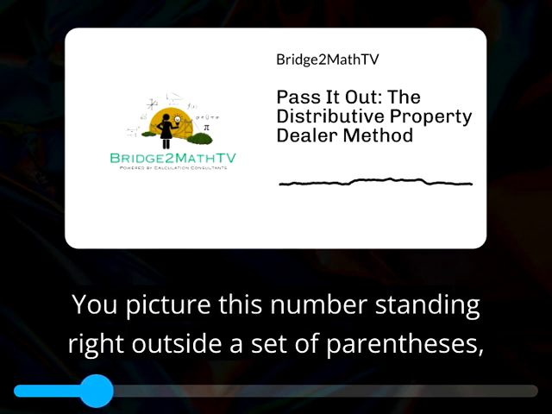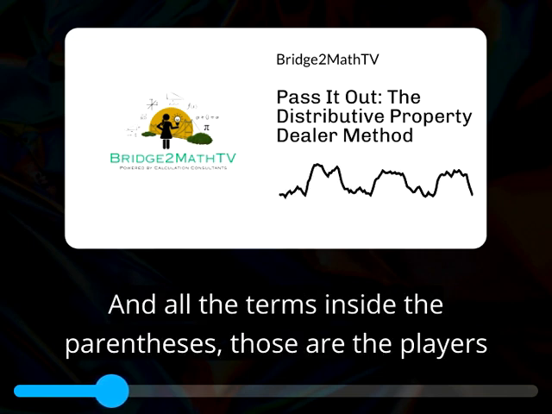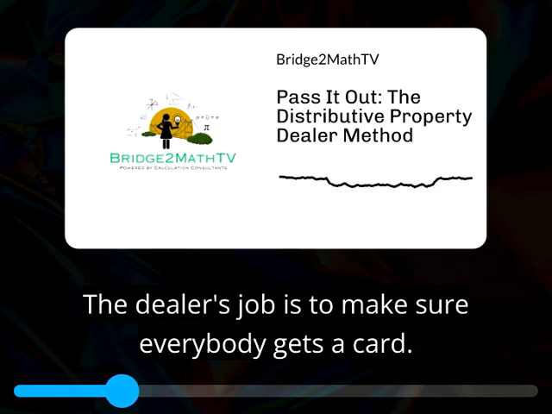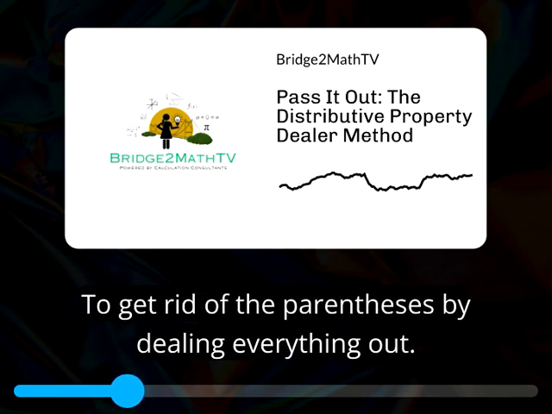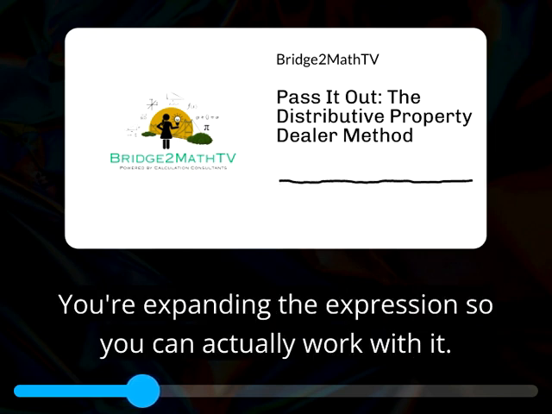You picture this number standing right outside a set of parentheses. Okay. That number is the dealer. And all the terms inside the parentheses, those are the players at the table. Now, the dealer's job is to make sure everybody gets a card. That's the whole mission here, right? To get rid of the parentheses by dealing everything out. Exactly. You're expanding the expression so you can actually work with it.